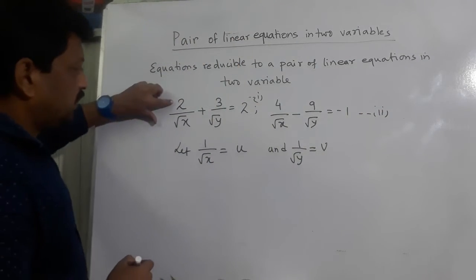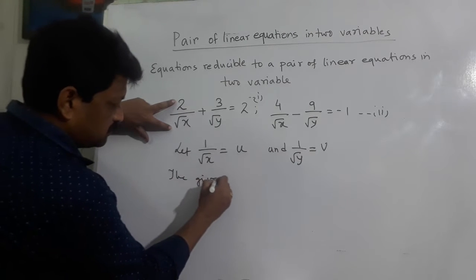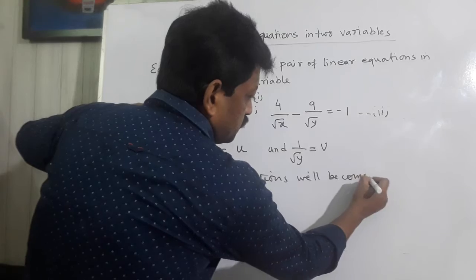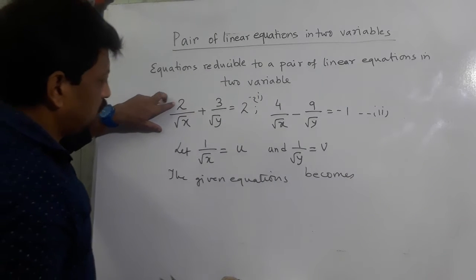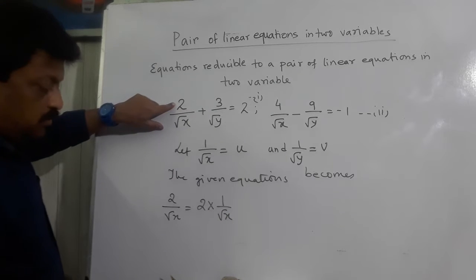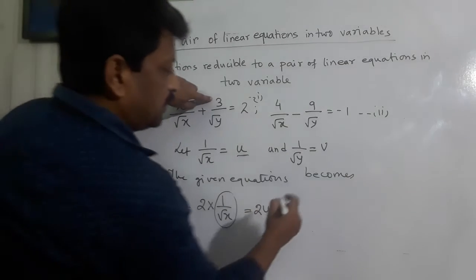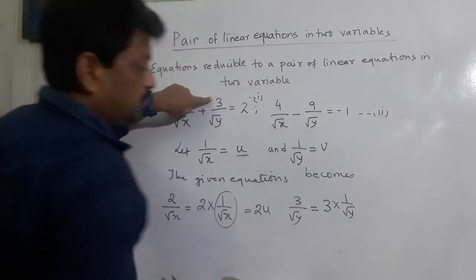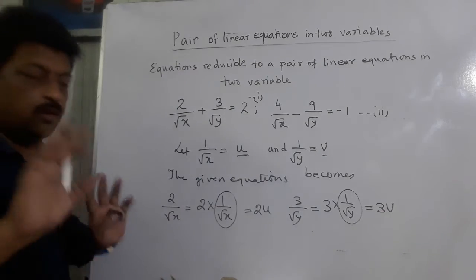Now what change is observed here? It is 2 upon root x, but 1 upon root x I have taken as u. So the given equations become, this 2 upon root x can be written as 2 multiplied by 1 upon root x, but this 1 upon root x I have taken as u, so this will be written as 2u. Similarly 3 upon root y can be written as 3 multiplied by 1 upon root y, but this 1 upon root y I have taken as v, so this will change into 3v. Understood? Hope it is clear.